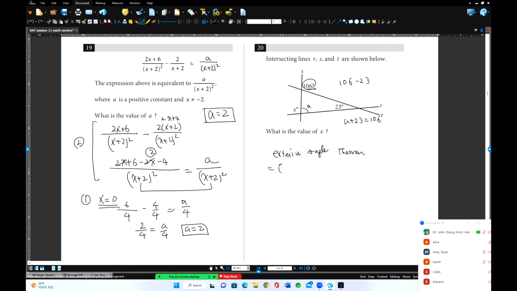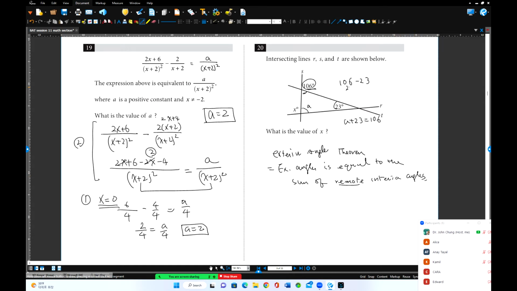The exterior angle is equal to the sum of the remote interior angles, or non-adjacent. From here, these two angles are non-adjacent interior angles. Are you okay with this?